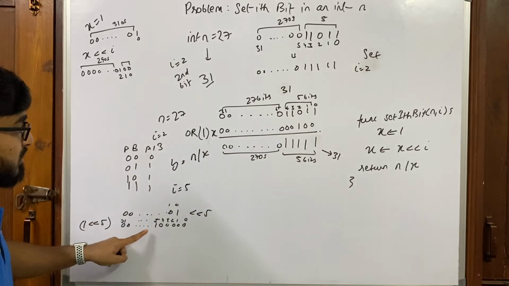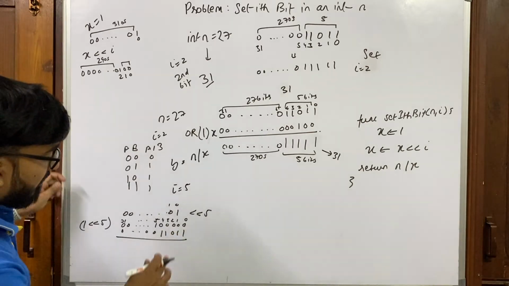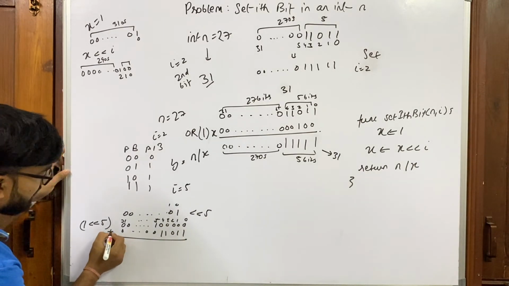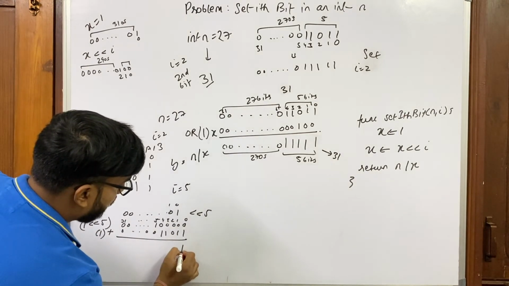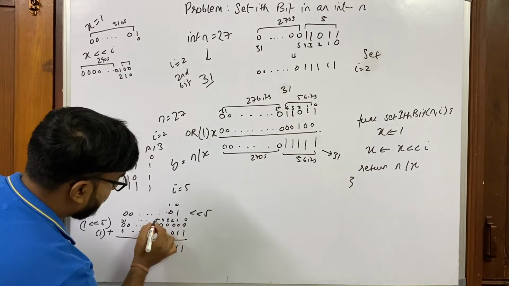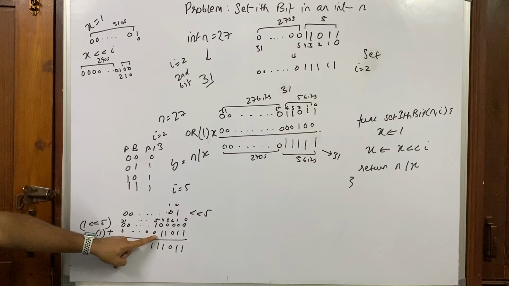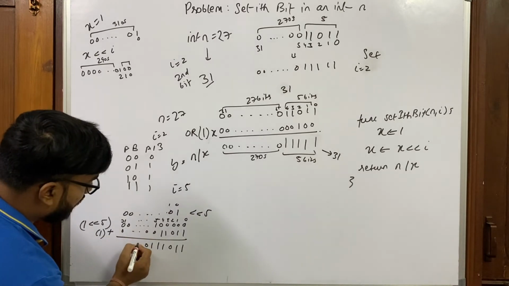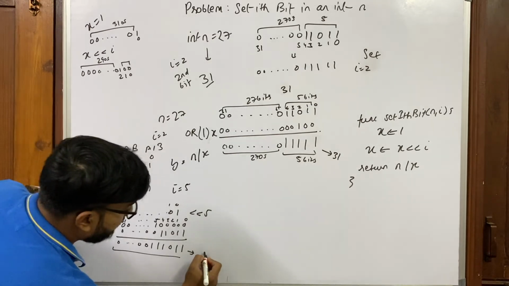And then we OR this with the original value of n, which is 1, 1, 0, 1, 1. So performing bitwise OR of these two values, I say plus, or you can use the pipe symbol: 1 plus 0 is 1, 1 plus 0 is 1, 0 plus 0 is 0, 0 plus 1 is 1, 0 plus 1 is 1, 1 plus 1 is 1. So we were able to set the fifth bit of this value n to 1, and all the other bits remain the same. This becomes the value 59.